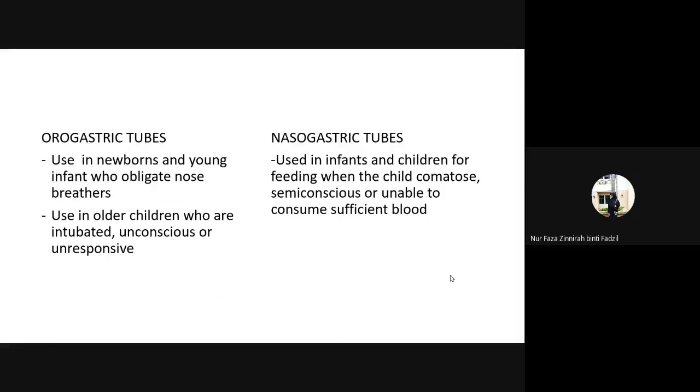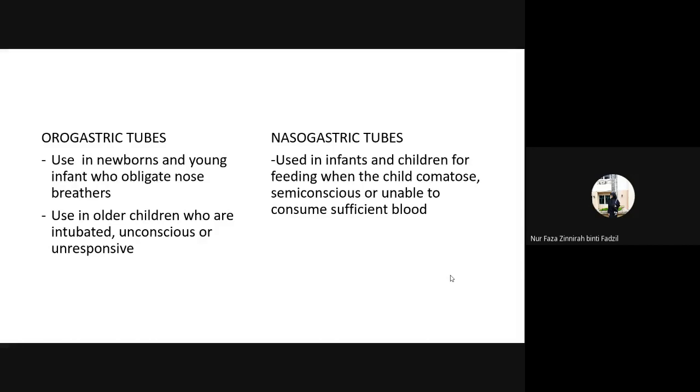Next. Okay, so basically the orogastric tube and the nasogastric tube procedures are the same, including the indications, contraindications, and others. But for the pediatric group, we use the OGT in newborns and young infants who are obligate nose breathers. Since they are nose breathers, if we insert a nasogastric tube, it can cause partial nasal obstruction that can increase airway resistance and the work of breathing. The OGT is also used in older children who are intubated, unconscious, or unresponsive.